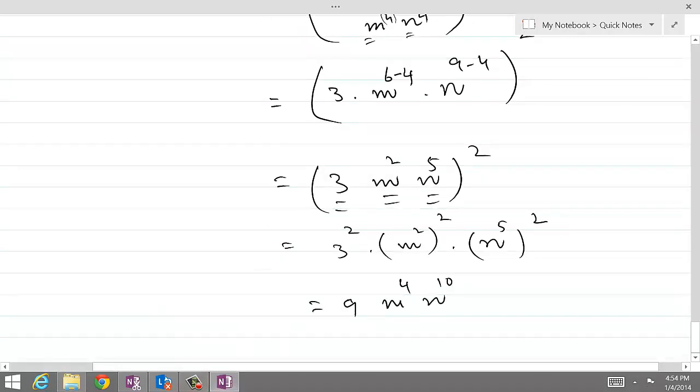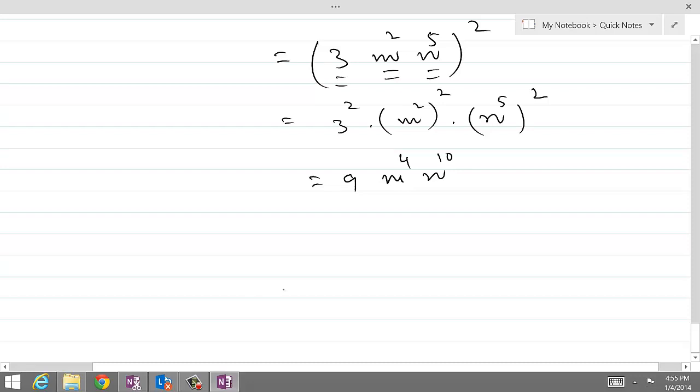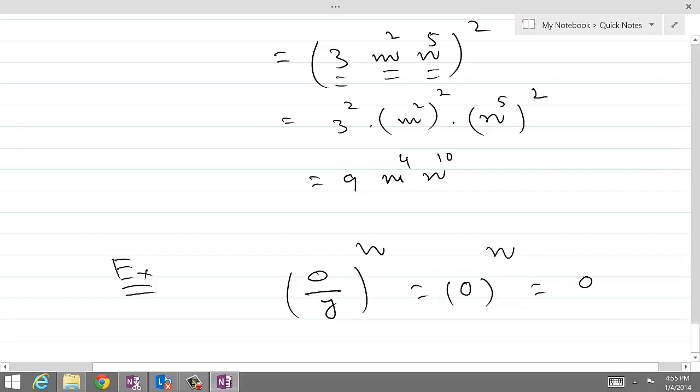Anything power 0 is always equal to 1. Now the last question we're going to do is 0 over yⁿ. 0 is such a special real number that 0 divided by anything is equal to 0. So 0 over y is in fact equal to 0, and it doesn't matter what power 0 has, the answer is always equal to 0.